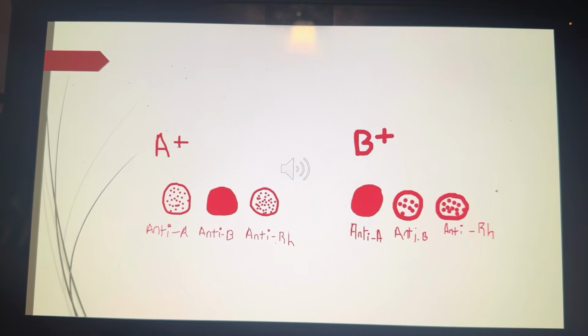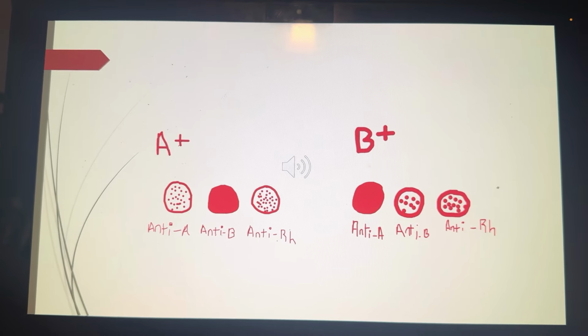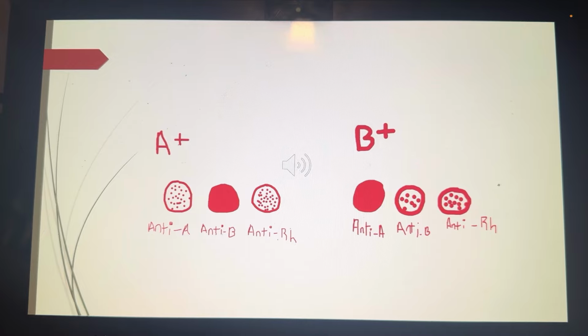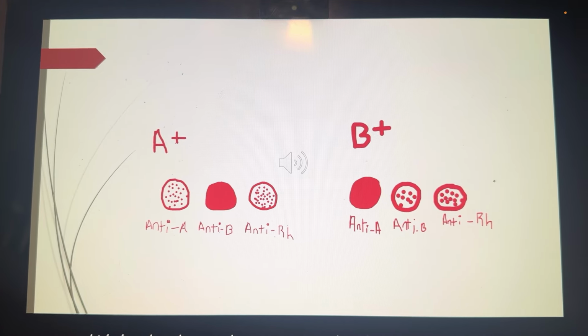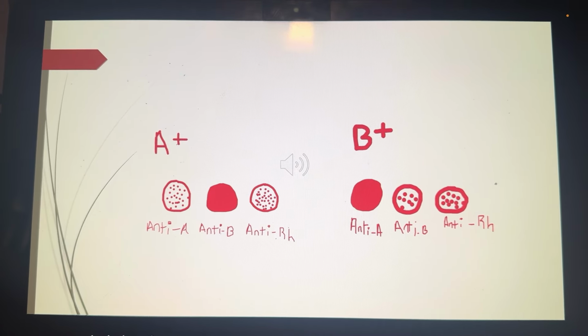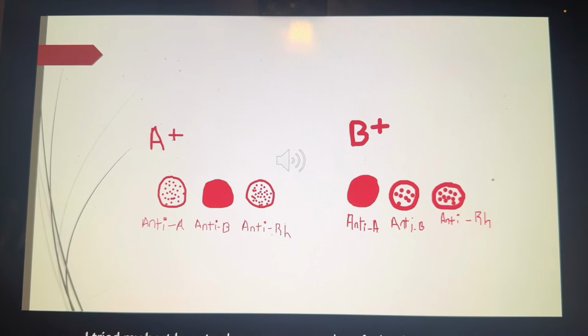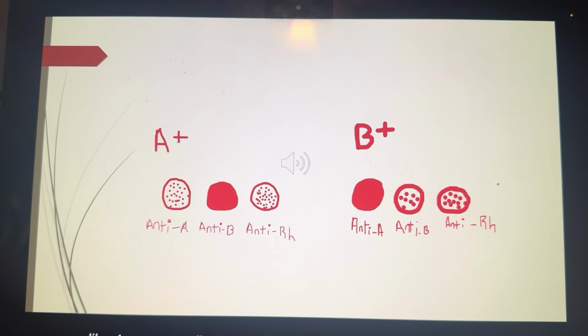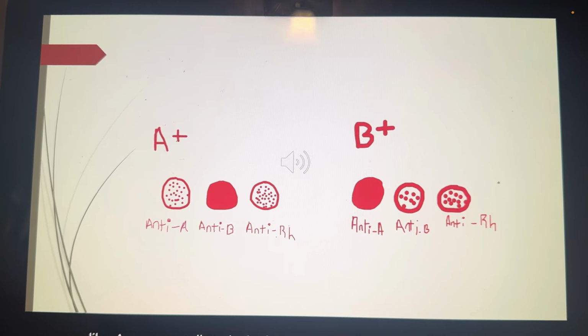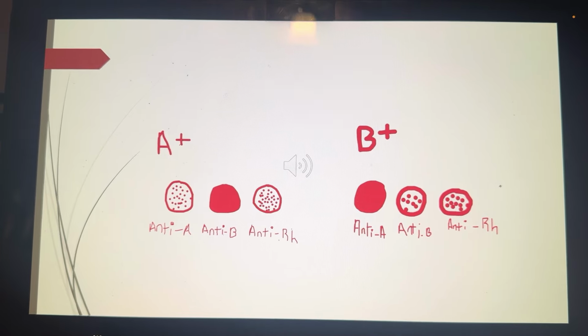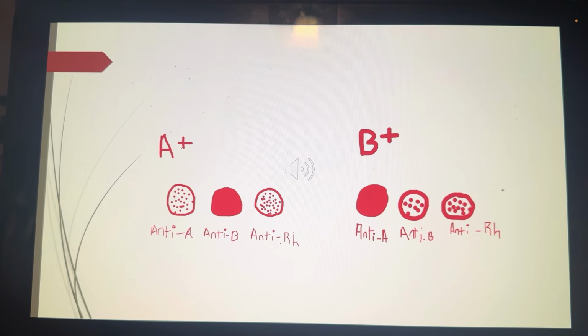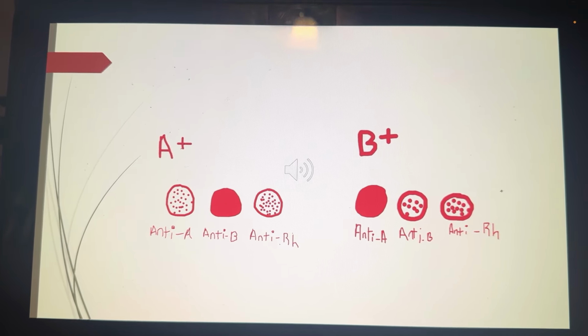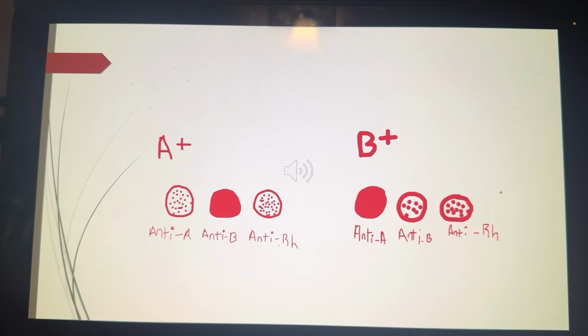I tried my best here to show some examples of what it would look like. As you can tell, anti-A is clumping and anti-Rh is clumping, which means the blood type would be A positive. Same for over here. Anti-B is clumping and anti-Rh is clumping, meaning it would be B positive.